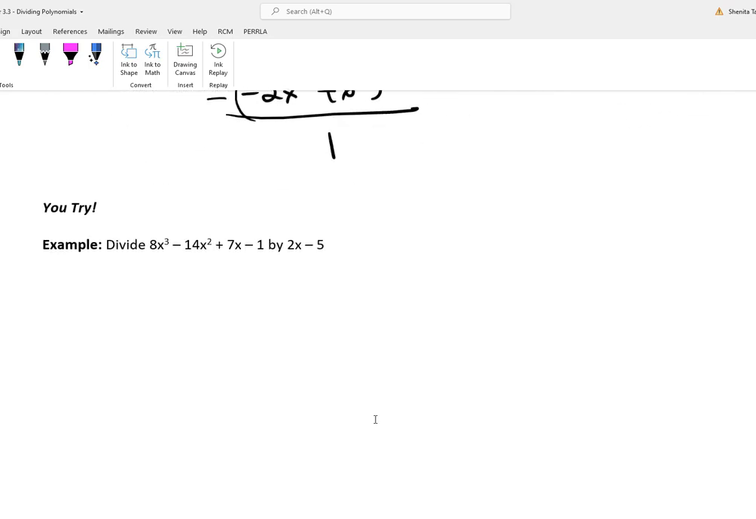Alright, so this is a you try problem. When you try it, you should get 4x squared plus 3x plus 11 plus 54 over 2x minus 5.